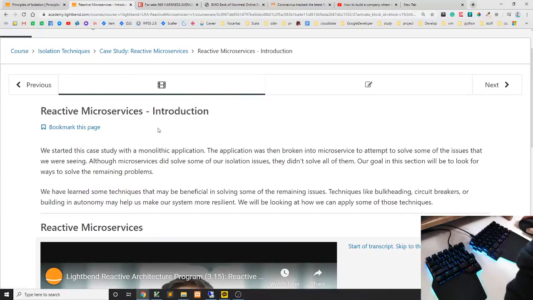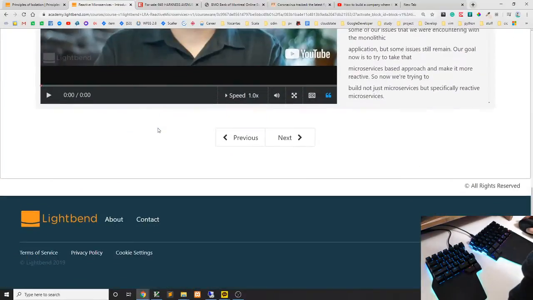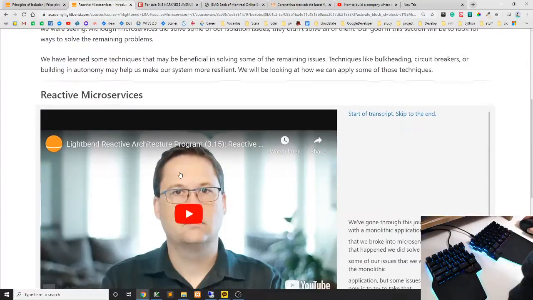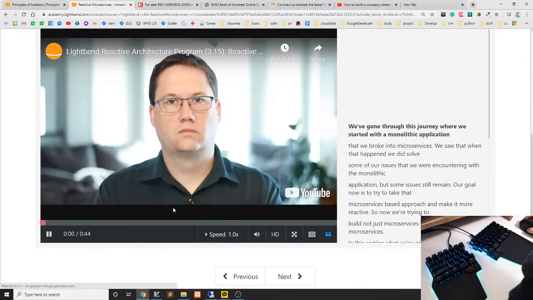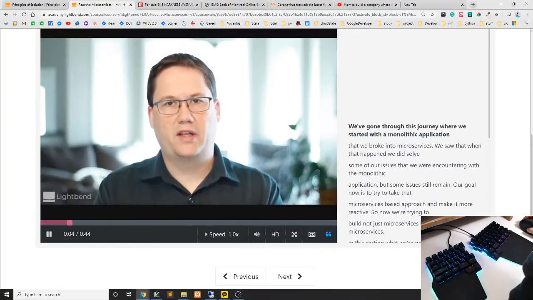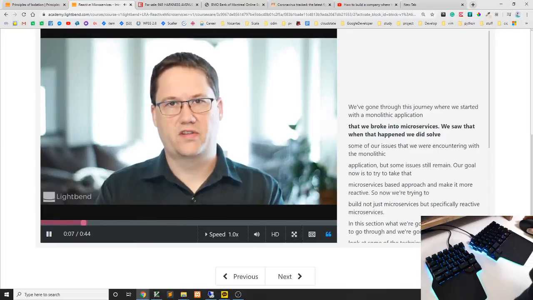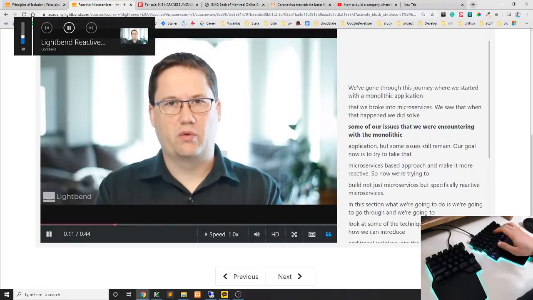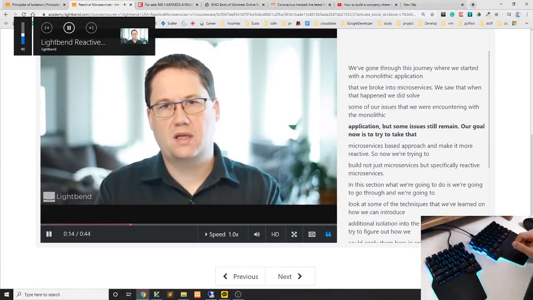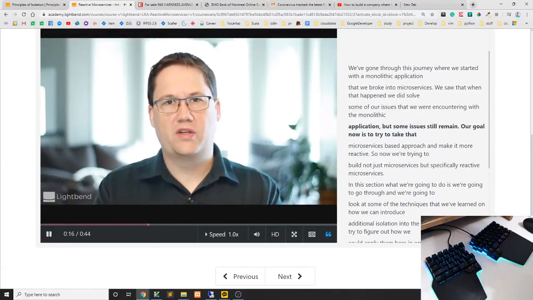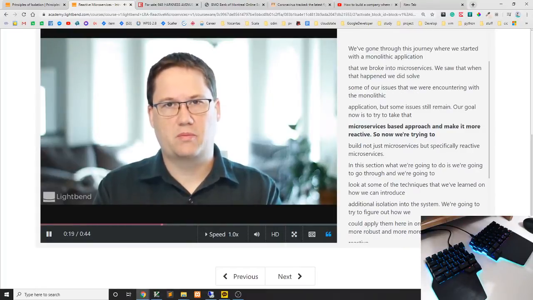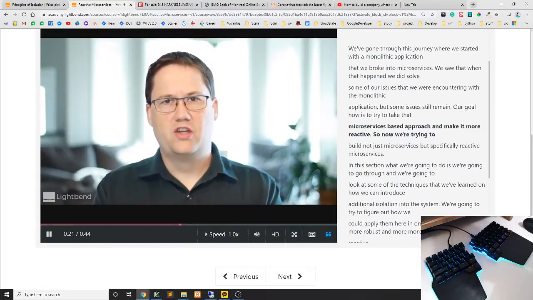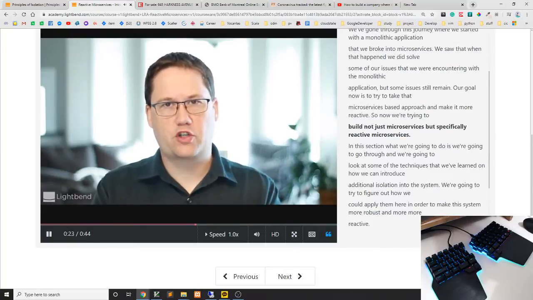Reactive microservices introduction. So we've gone through this journey where we started with a monolithic application and we've broken it into microservices. And we saw that when that happened, we did solve some of the issues that we were encountering with the monolithic application, but some issues still remain. Our goal now is to take that microservices-based approach and make it more reactive. So now we're trying to build not just microservices, but specifically reactive microservices.